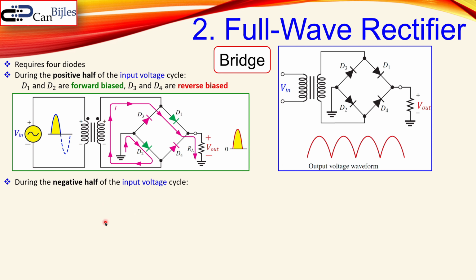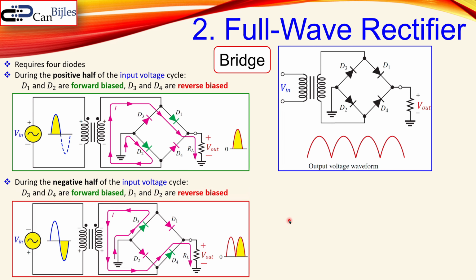Now, during the negative part of the input voltage cycle, you have the reverse. So D3 and D4 are forward biased, but D1 and D2 are reverse biased. And this is shown here. That is the next phase. So the polarities are reversed. You can see the polarities for the transformer are also reversed. The current is also reversed. But what you see is that the current is always flowing from top to bottom through the load. So that is not really flipped. And that's why you have this configuration at the output.